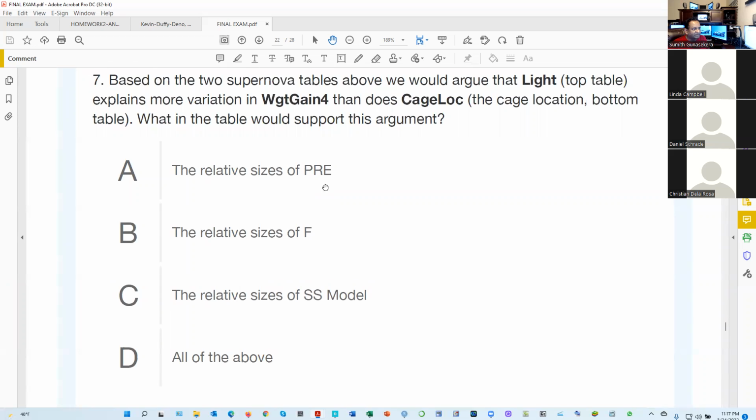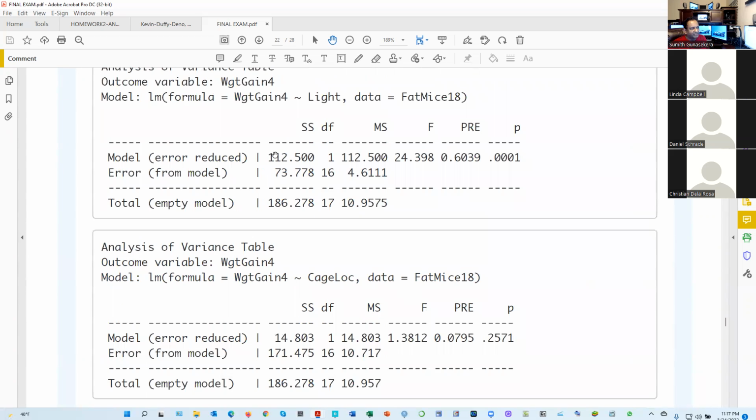Can you do this one based on PRE? Can you do this one with the F? Can you do this one with the sum of squares model? Yes, all of these we can utilize. Which one has a higher PRE? The model which has a higher PRE will be taken into account as the better model. Let's say it is the same with F. Sum of squares, same thing, you can compare this one and this one.